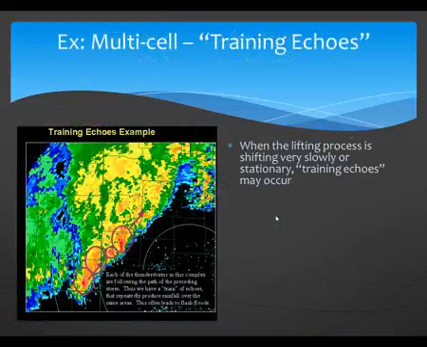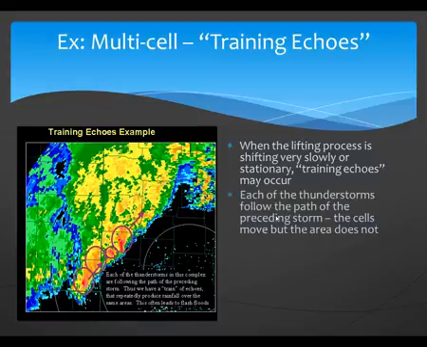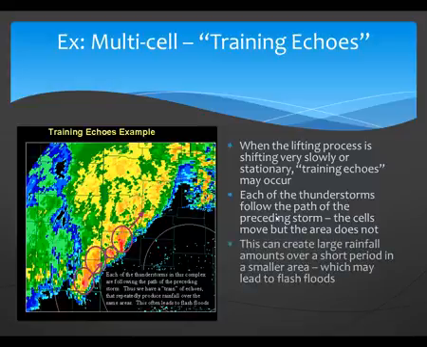An extreme example of this is where you've got training echoes. This is where the lifting process is shifting so slowly or might even be stationary that training echoes may occur. Each of the thunderstorms will follow the path of the preceding storm. The cells move, but the area does not, and this can create large rainfall amounts over a short period in a small area, which may lead to flash floods. Obviously, if this occurs over an approach to an airport, it can be very tough on air traffic management.